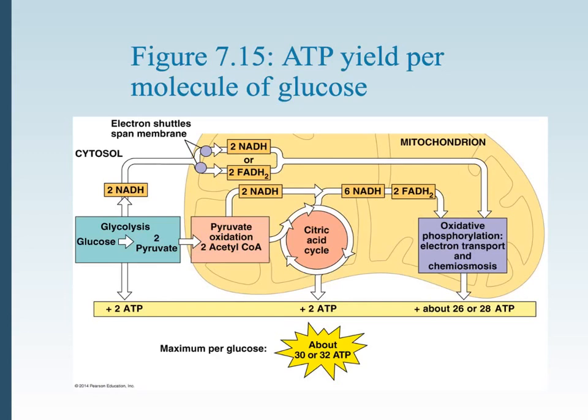So then we have 2 NADHs, 6 NADHs, 2 FADH2s, and then 2 of something else that all go into that electron transport chain, that produces in sum 26 or 28 ATP by oxidative phosphorylation, and that's how you get your total of 30 to 32 ATP.